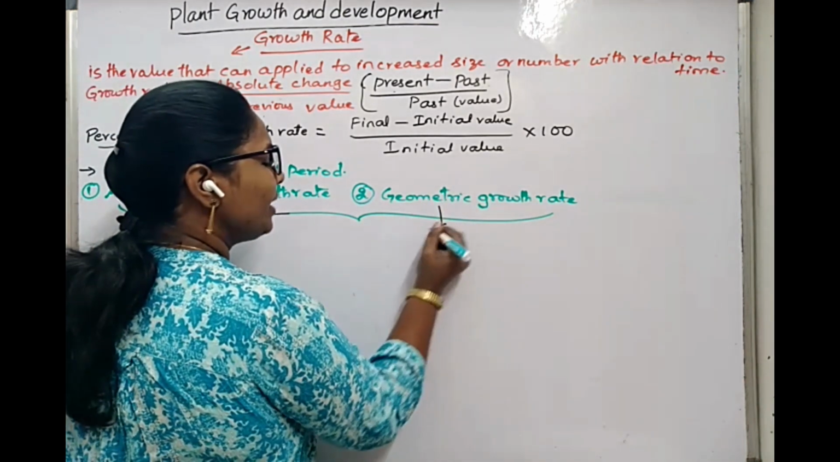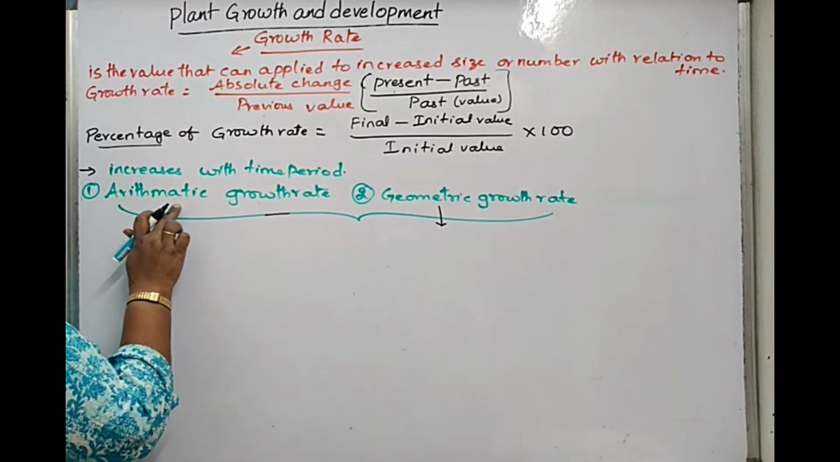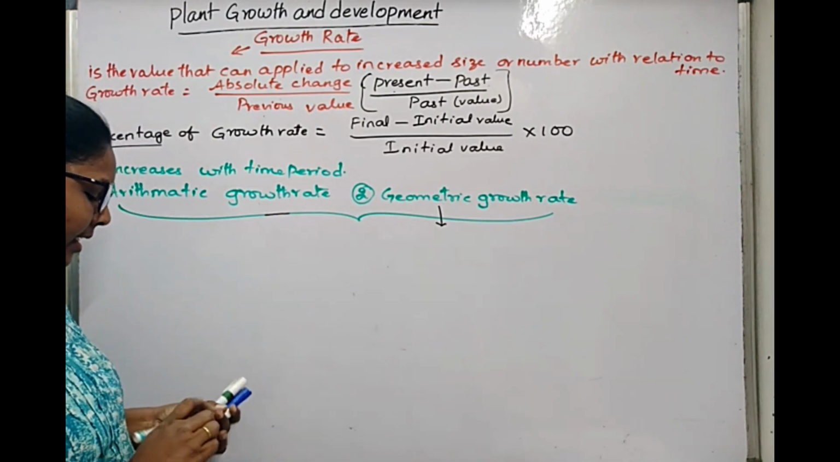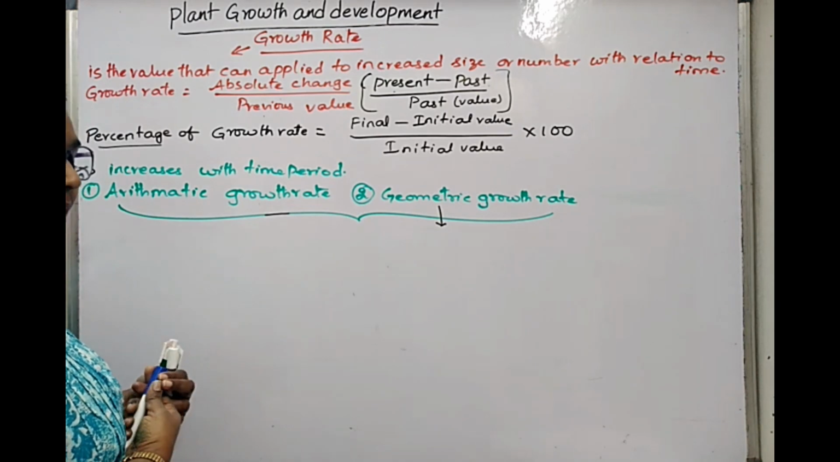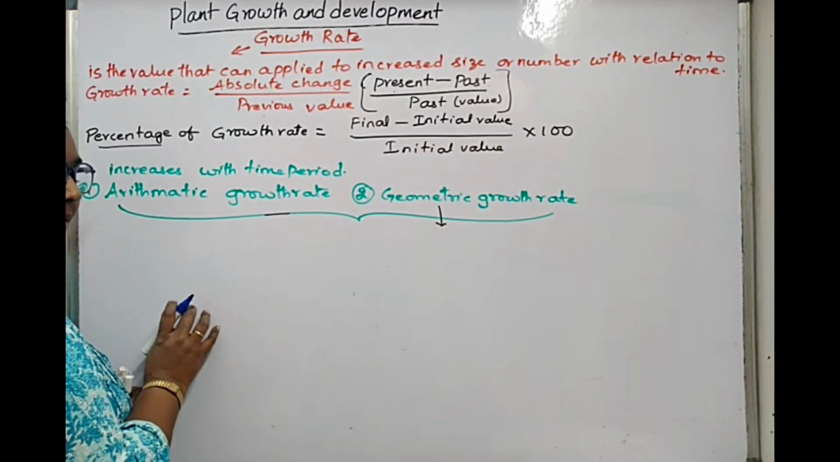Next is geometric growth rate. So here we have seen increasing in length of the plant body or a germinating seed. But in case of geometric growth rate, we see different types of measures like height, size, weight, etc.